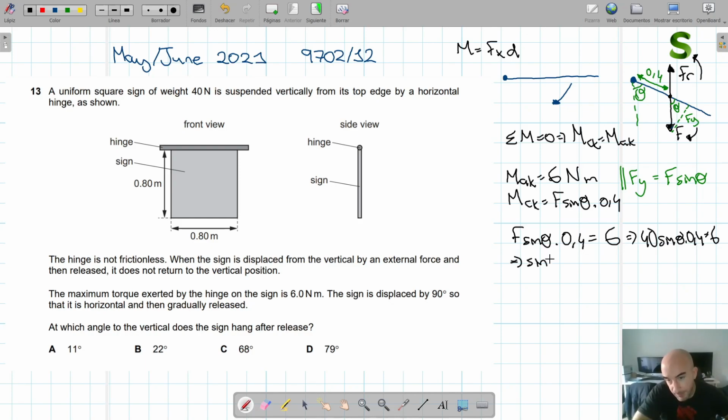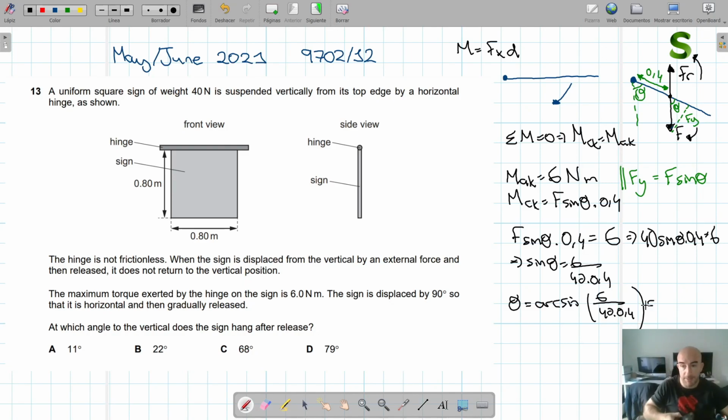So sine of theta equals 6 divided by 40 times 0.4, and theta is going to be arcsine, or sine to the power minus 1, of 6 divided by 40 times 0.4. And if we do that in the calculator, we get 22.02 degrees, which is answer B, and that's the one that they give us in the marking scheme. So that's correct. Okay.